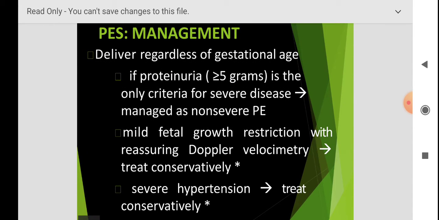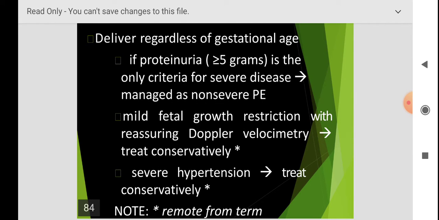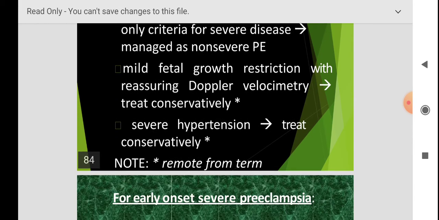Now coming to the management of severe preeclampsia. Once the patient is diagnosed to be severe, the definitive management is delivery. So deliver her regardless of gestational age. When you are telling it is severe, when should you consider? If proteinuria is the only criteria for severe disease, then it is diagnosed as non-severe preeclampsia. That is, if her BP is 140/90 but associated with proteinuria, then it comes under severe variety. But if that's the only criteria, then you can still treat her as non-severe preeclampsia and keep her under monitoring. There is no need of delivering.